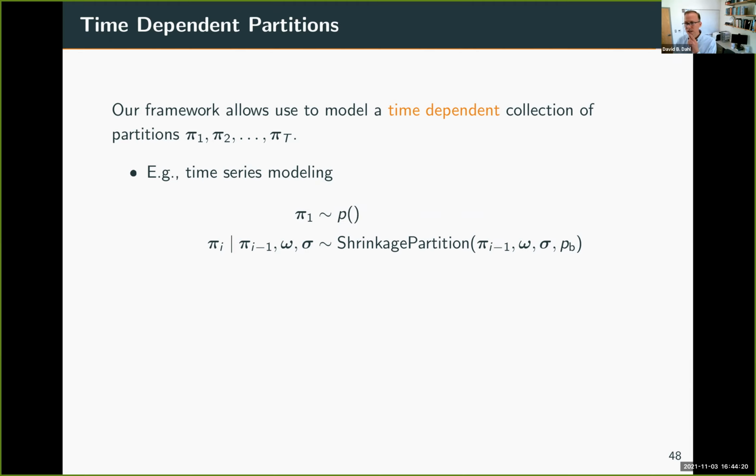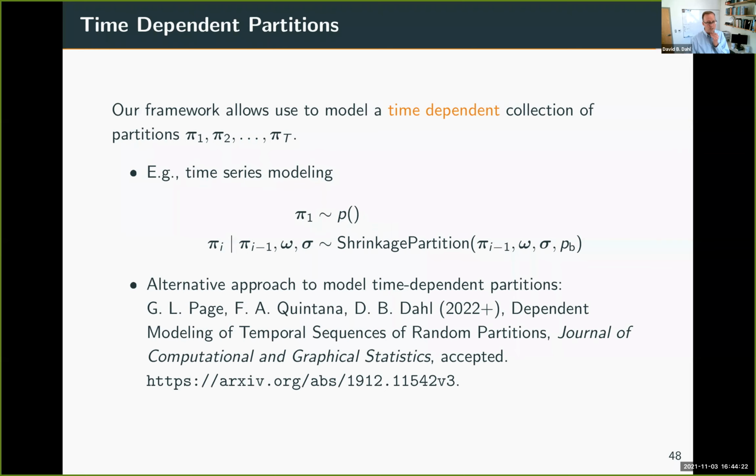Now, an obvious model to compare with would be a paper that's coming out in JCGS by Garritt Page, Fernando Quintana, and myself, where we have a particular formulation to model a dependent sequence of random partitions using some latent variables and pegging some values and letting other values float. The degree to which we have pegging induces correlation. That's a really nice approach that is a very natural competitor to what I'm proposing here.